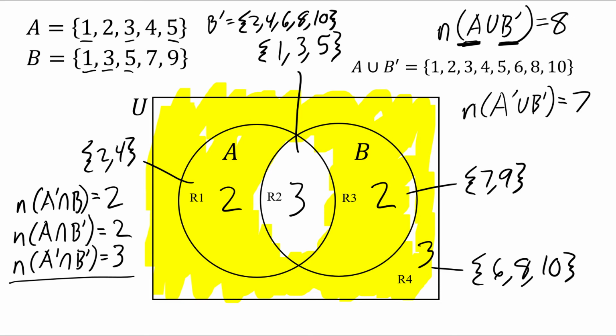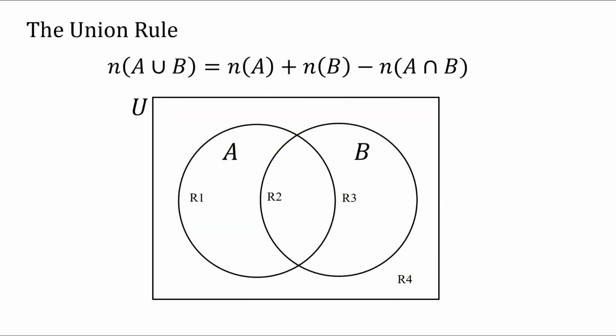Okay. Now, one more thing we need to look at before we move on to a 3-set Venn diagram is the union rule. The union rule is a formula that's going to come in handy. It is the number of elements in A union B equals the number of elements in A plus the number of elements in B minus the number of elements in A intersect B. And this actually makes sense.